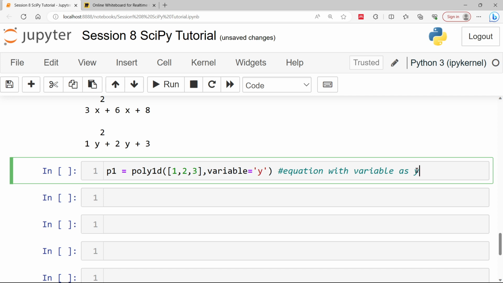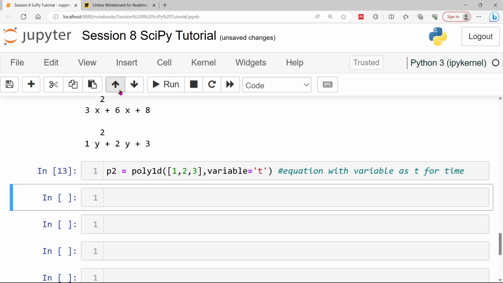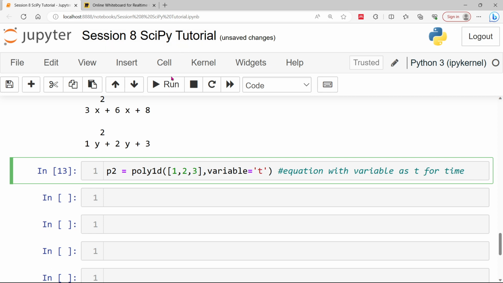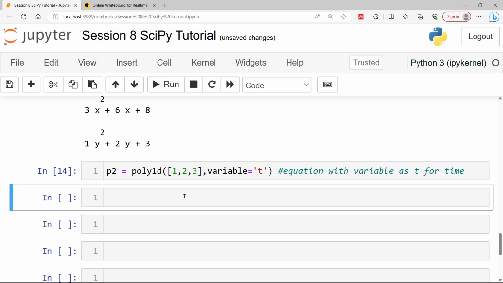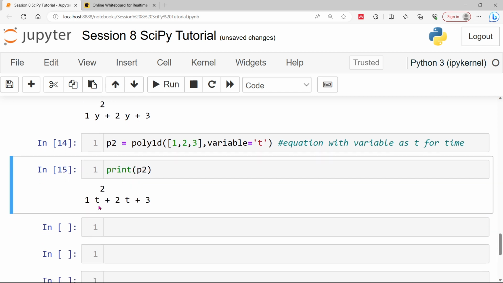The equation with variable t for time, I'll be writing that: p1 polynomial 1d, and here we have to replace this with t. So p1 is what? Or okay, I'll have p2 is what? Polynomial 1d 1 2 3, right? I'll have to print p2 also. Print p2. So here you can see p2, t square plus 2t plus 3, will be displayed, right?